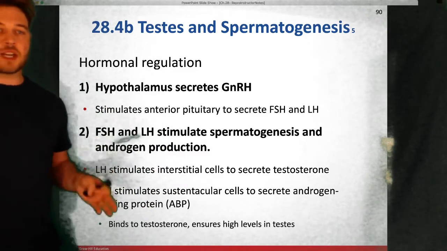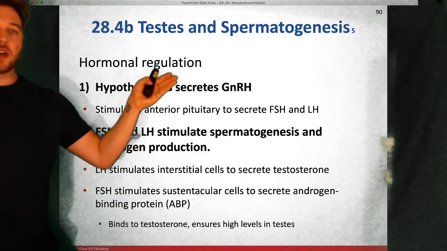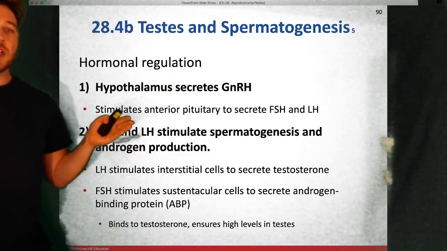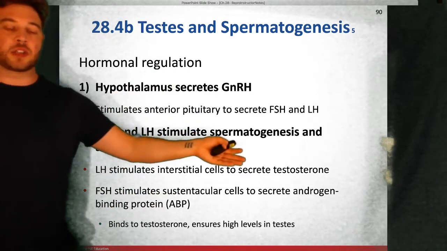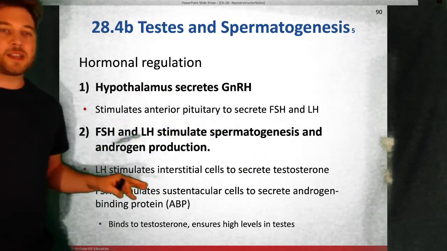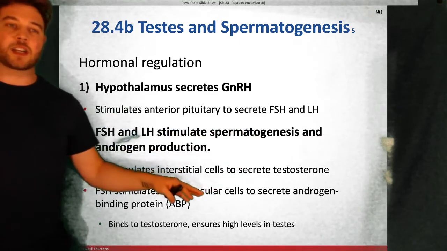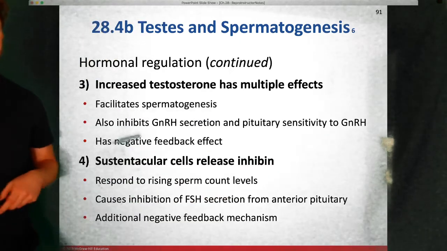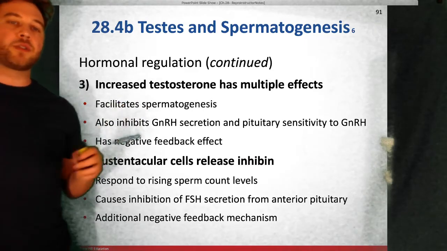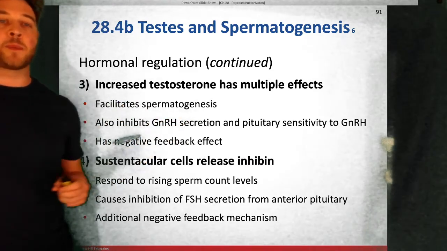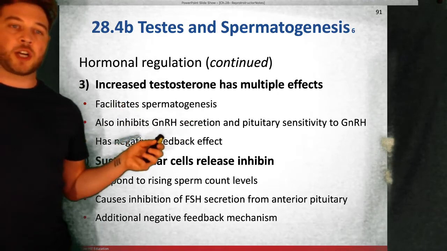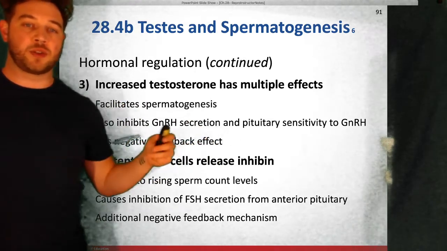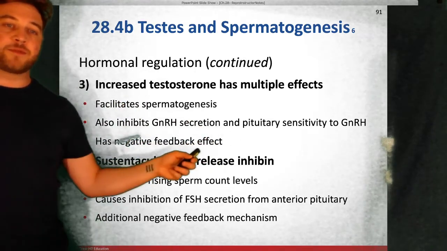So you need kind of all of this. You need the GnRH to stimulate FSH and LH. LH will then stimulate the interstitial cells to secrete their testosterone, and FSH makes sure the sustentacular cells are secreting ABP to bind it and hold it in place. That increased testosterone is going to facilitate spermatogenesis and inhibit GnRH secretion and pituitary sensitivity to GnRH. So it has a negative feedback effect.